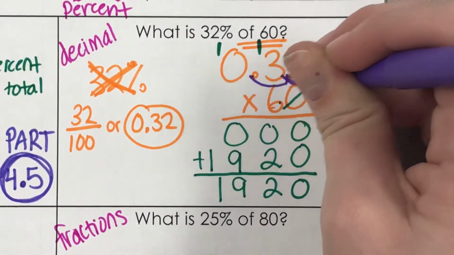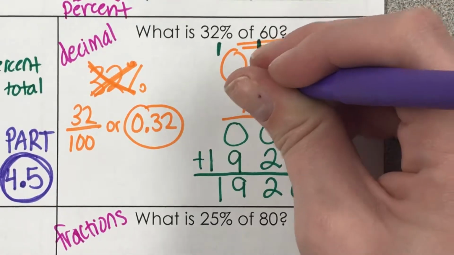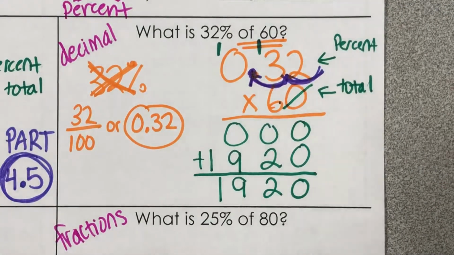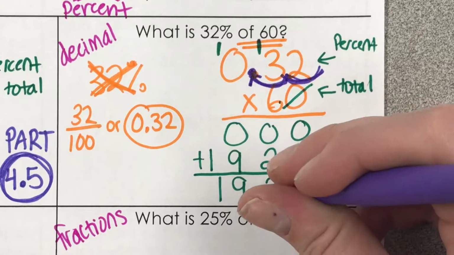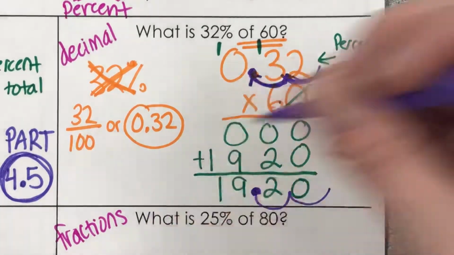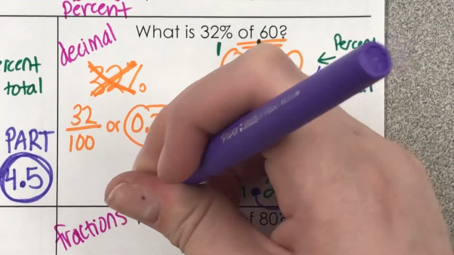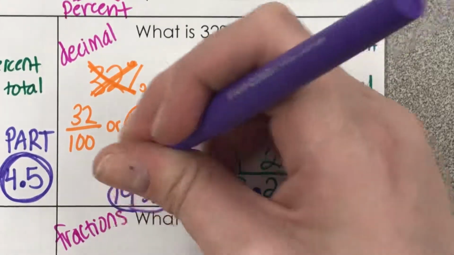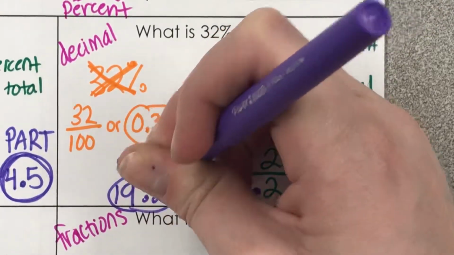It's all about the swoops, count them over. So I went 1, 2 swoops in my problem. So I do 1, 2 swoops in my answer. So 19.2, that's my part.